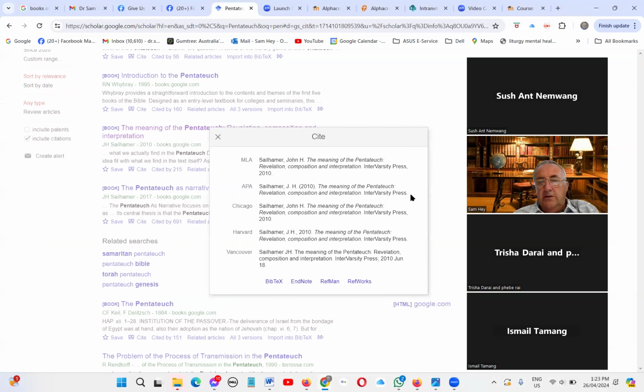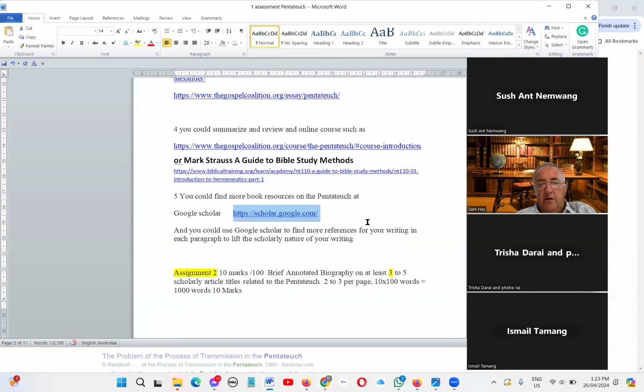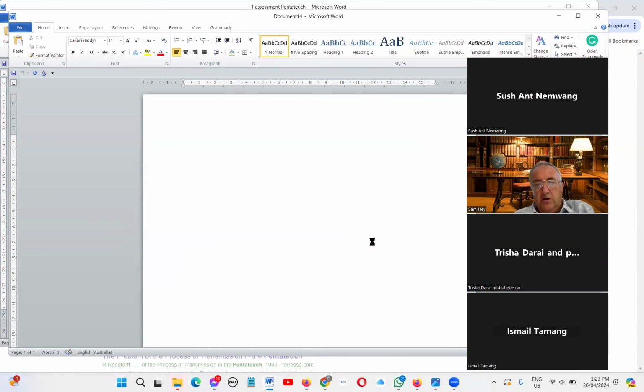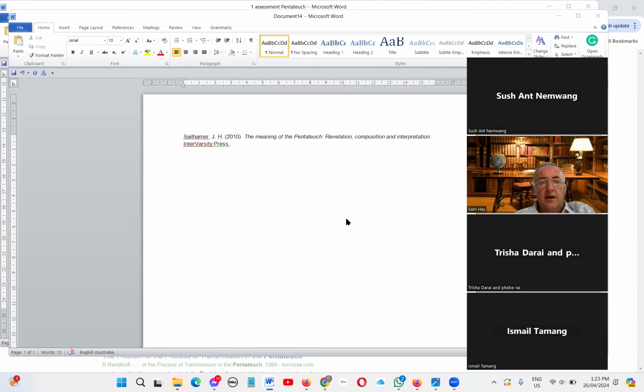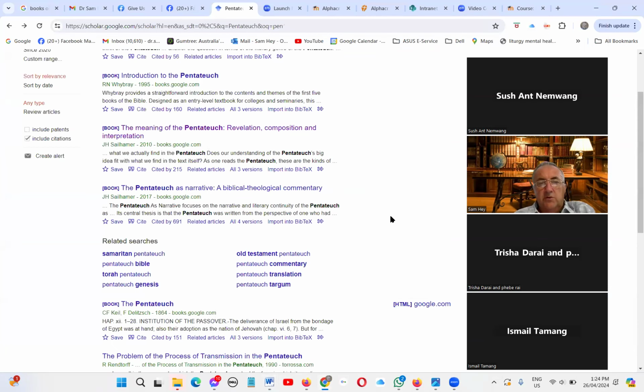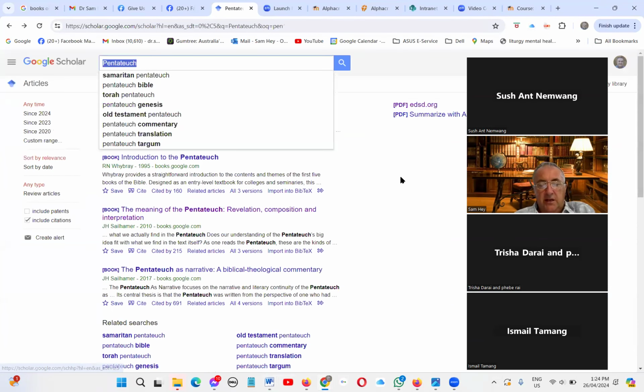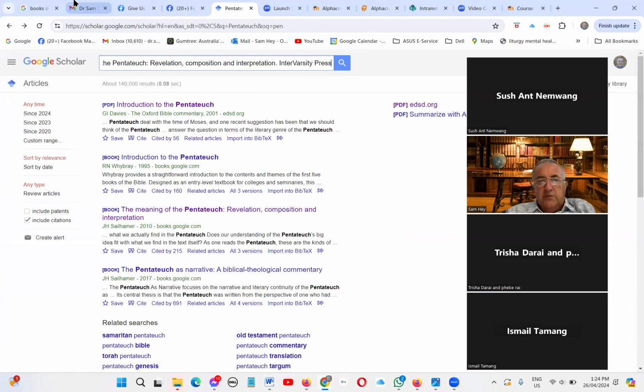You can also get a nice copy of the reference here by clicking on Cite, C-I-T-E, and then copying the reference, and you could post that into the work that you are doing. And so very easy to Control-C, copy, Control-V, paste a copy of the reference for this resource. If you put Sailhamer's book into Google Scholar, then you'll be able to find more resources on Sailhamer's book. And I'm suggesting that would be a good resource for you to use and to begin with.